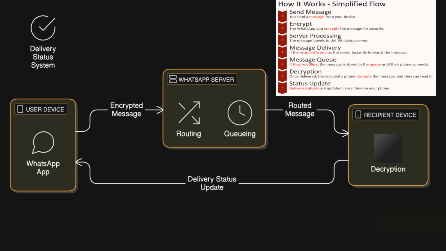Now we will see how WhatsApp works. You send a message from your device. The WhatsApp app encrypts the message for security. The encrypted message travels to the WhatsApp server. If the recipient is online, the server instantly forwards the message. If the recipient is offline, the message is stored in the queue until their phone connects. Once the message is delivered, the recipient phone decrypts the message and they can read it. Delivery status is updated in real time on your phone.